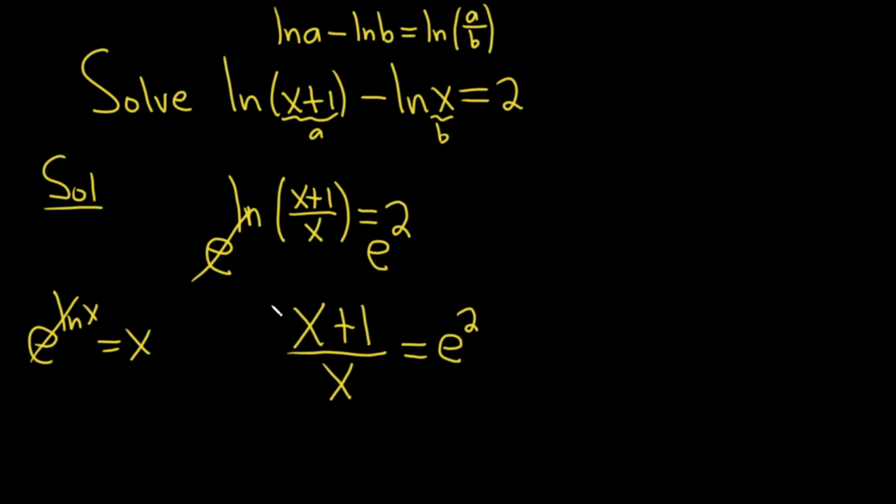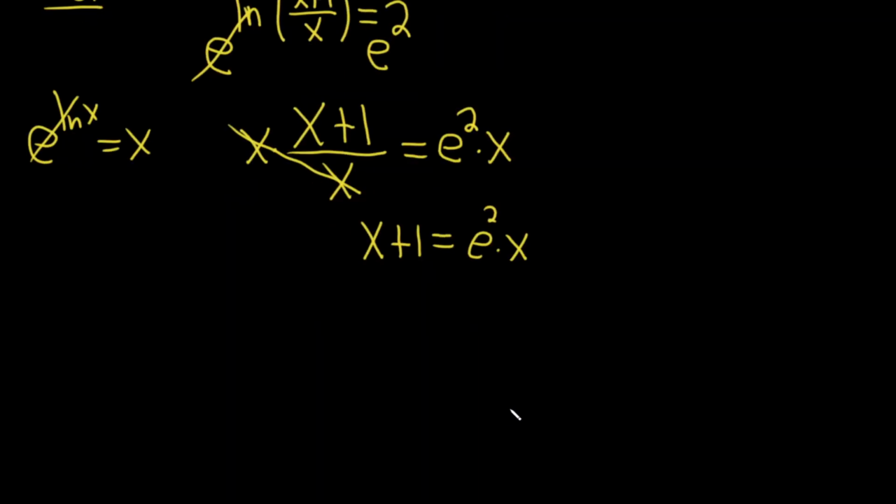To solve for x now, we just simply have to clear the fraction. So I'll put an x here, and we'll put one here. So these cancel, so we have x plus 1 equals e squared times x. And we're looking for x, so it's a good idea to get them all on one side together. So maybe let's just go ahead and subtract x here, like this. So we have 1 equals e squared times x minus x.